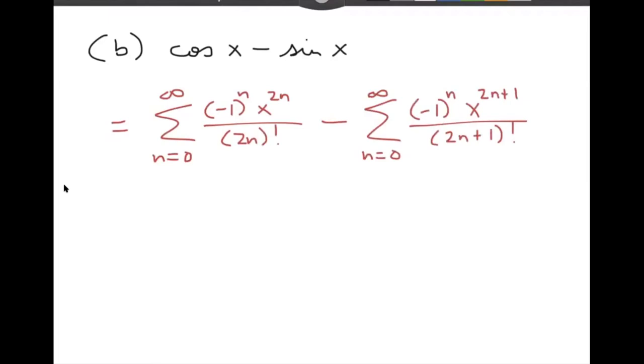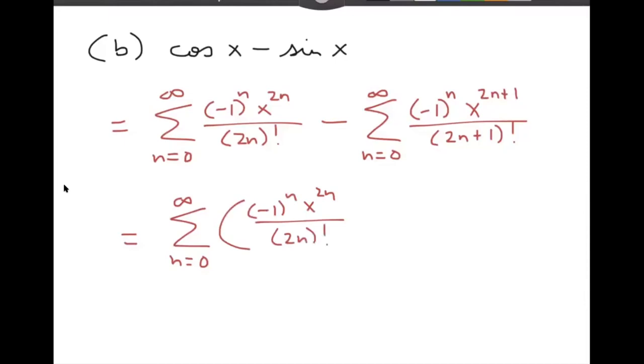So why not combine those into a single series? We're going to have the sum n going from 0 to infinity of negative 1 to the n, x to the 2n over 2n factorial minus negative 1 to the n times x to the 2n plus 1 over 2n plus 1 factorial. And that's really all you have to say.